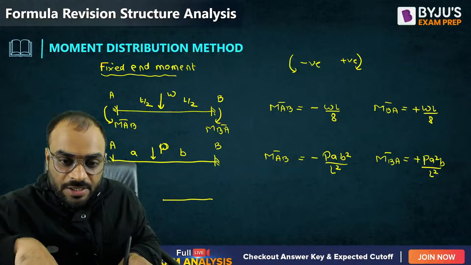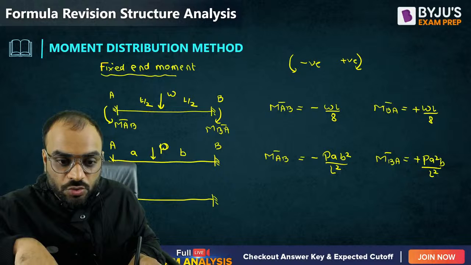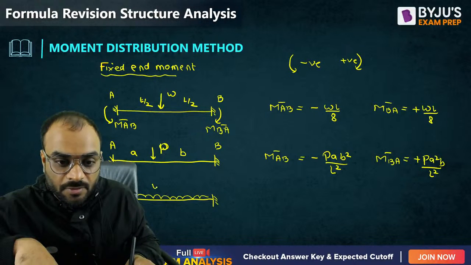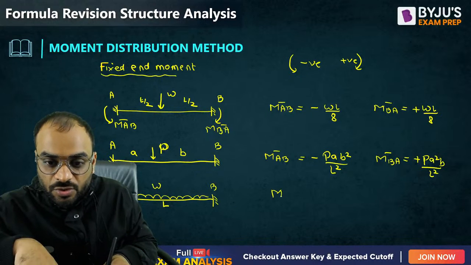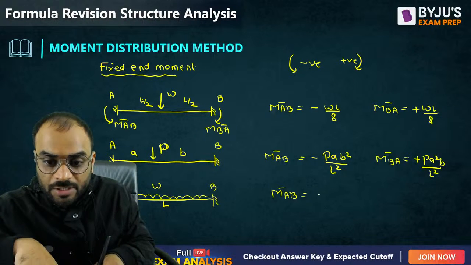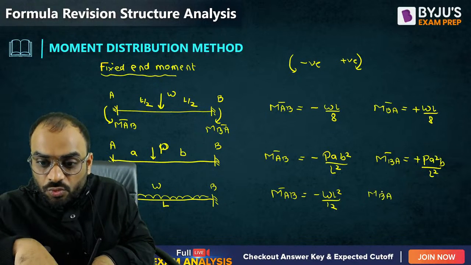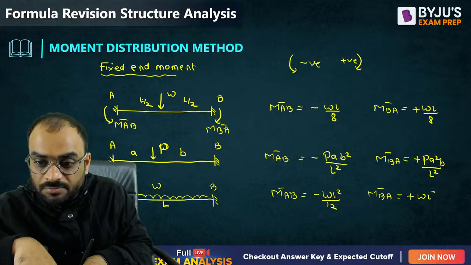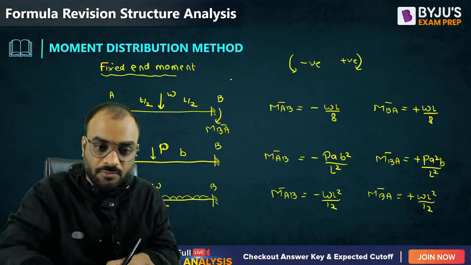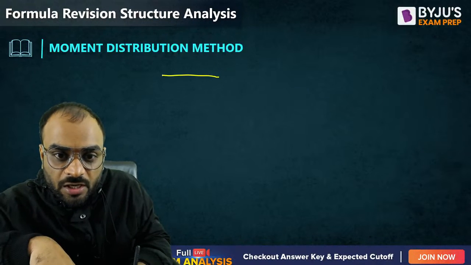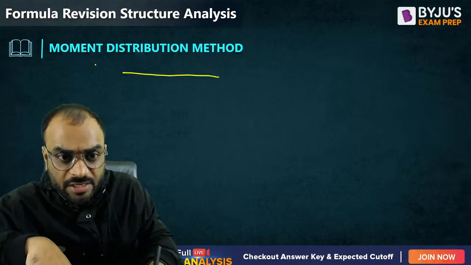Clear? Now let us suppose, guys, we have a UDL on the entire span, W. This is A and this is B, and let us consider the length is L. So MAB bar will be minus WL square by 12 and MBA bar will be plus WL square by 12. Clear? Let's move to the next formula. Guys, I am telling you, those fixed end moment formulas are very, very important as per your GATE examination, which you have to remember, right?